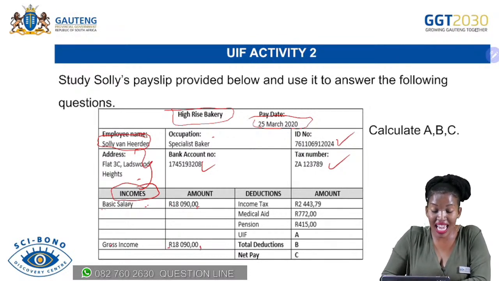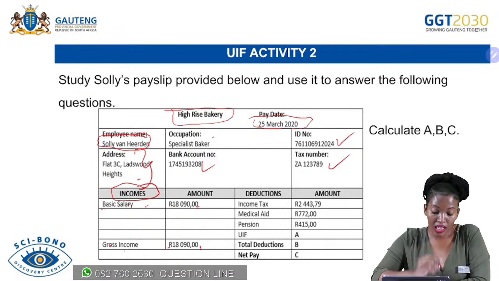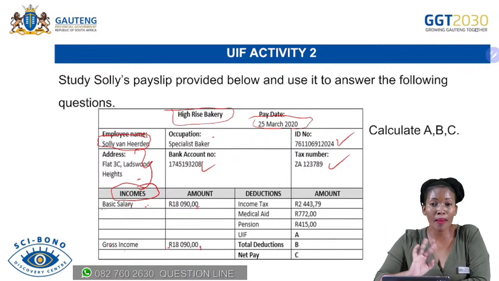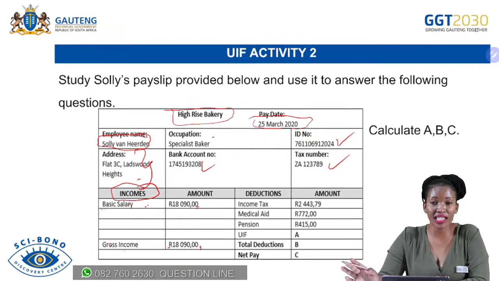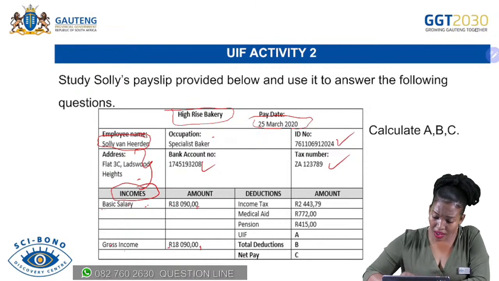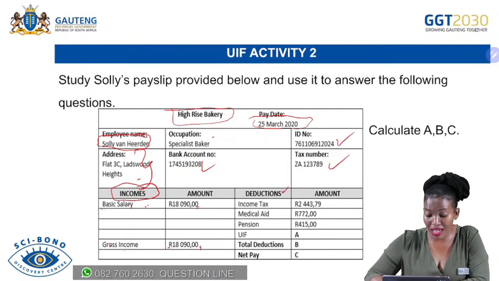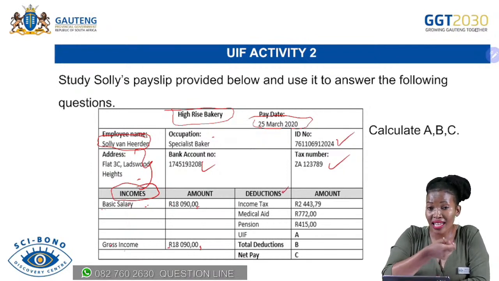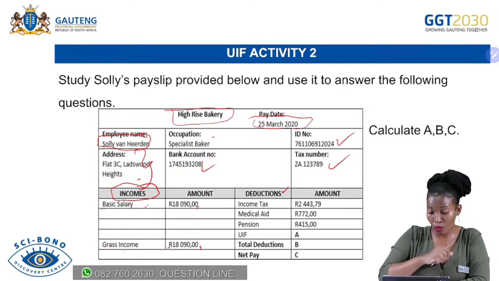So the basic and the gross are the same. It means Solis is not getting any extra benefits, any extra allowances, no overtime. It's just his salary as clean as it is. Now, and then we have the deductions. Remember, I said what are the deductions? All the monies that are subtracted from your payslip, all the debts that you must pay, and they're taken out directly from your payslip.